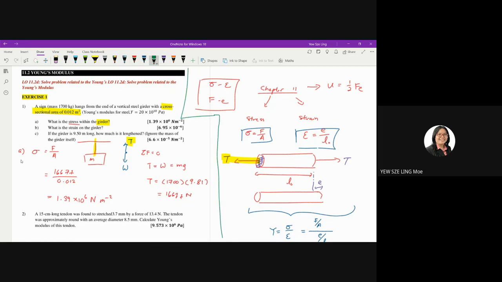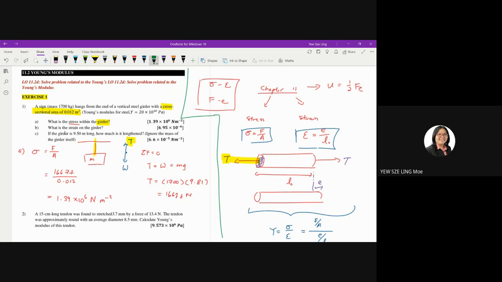Question A, sigma equals F over A, and the final answer is 1.39 times 10 to the power of 6. So based on the diagram, since you want to calculate the information inside the girder, you use the force that is being exerted on the girder, which is the string. The force that is being exerted on the string is known as tension. Therefore, we use tension in our calculations.